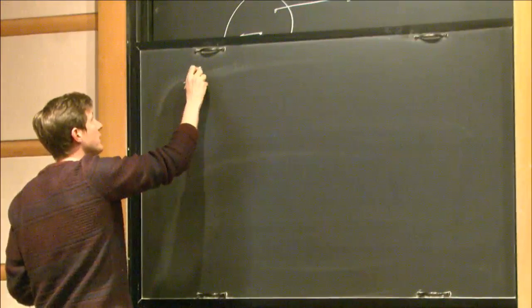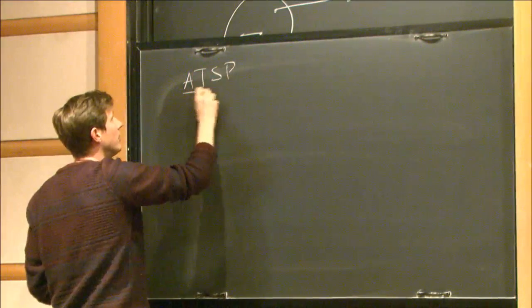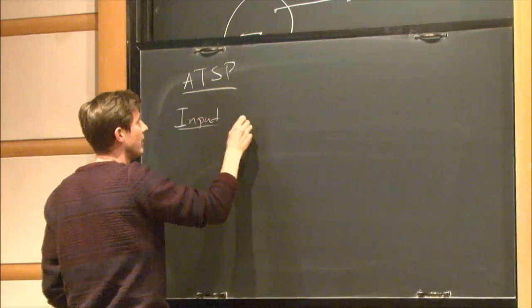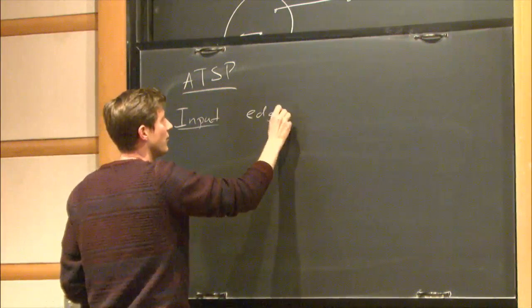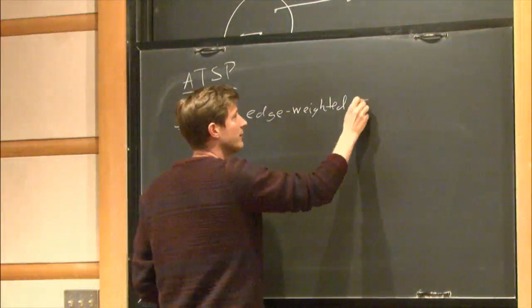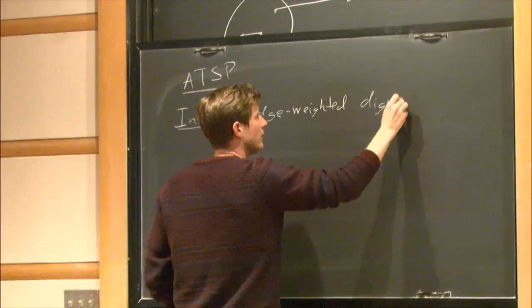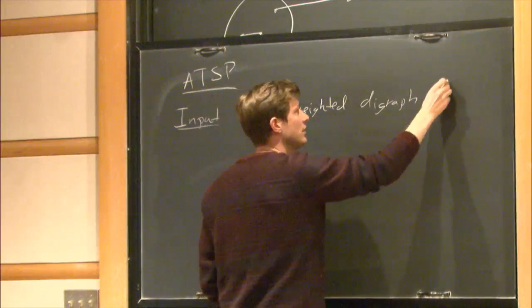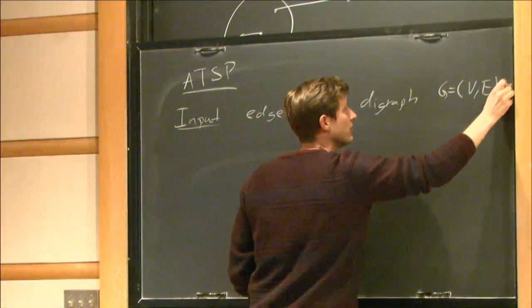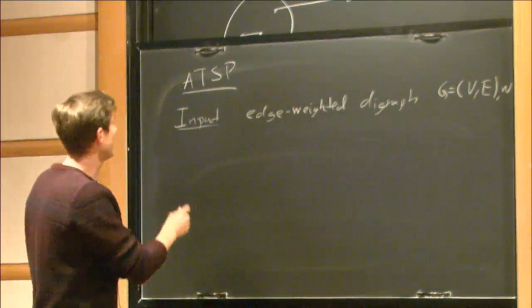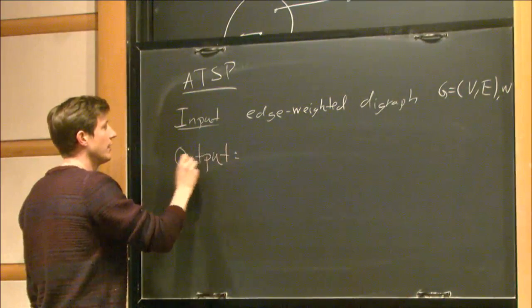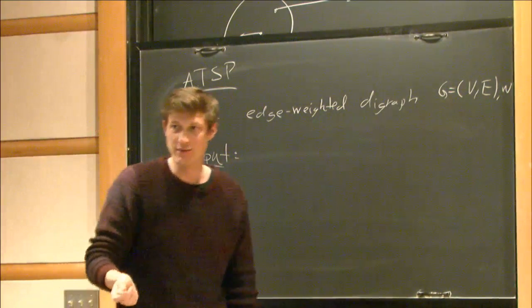So ATSP. The input is an edge-weighted digraph G and edge weights W, non-negative, and the output should be a tour that visits every vertex at least once.